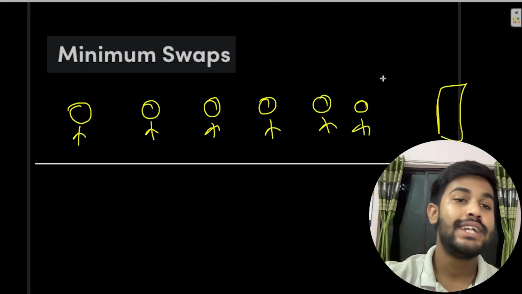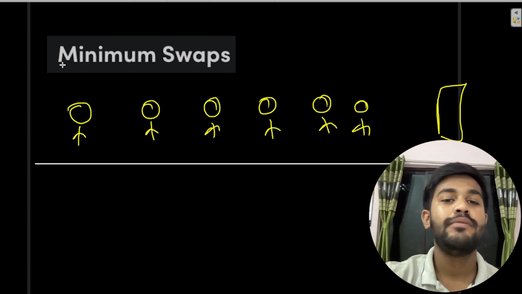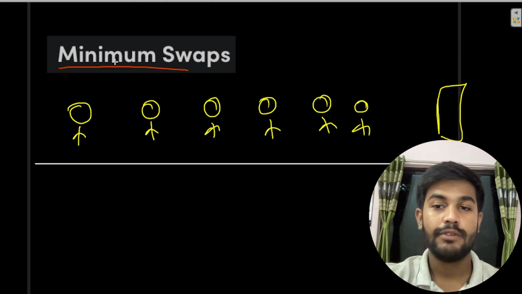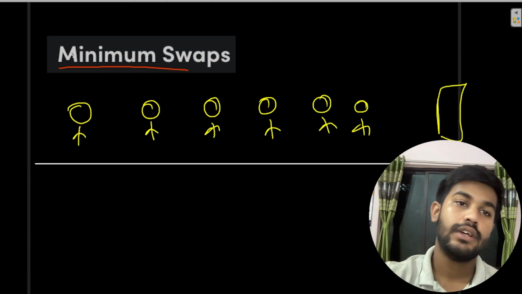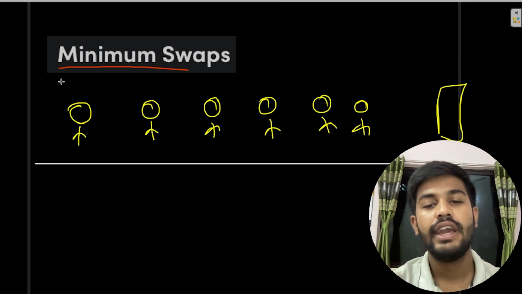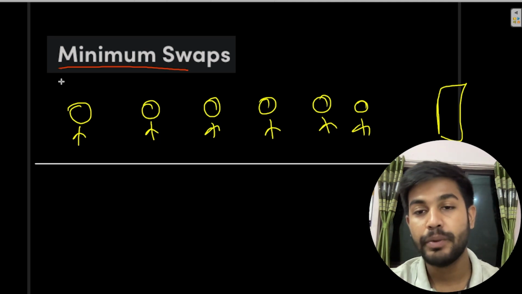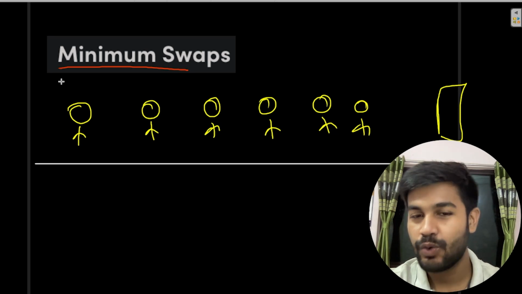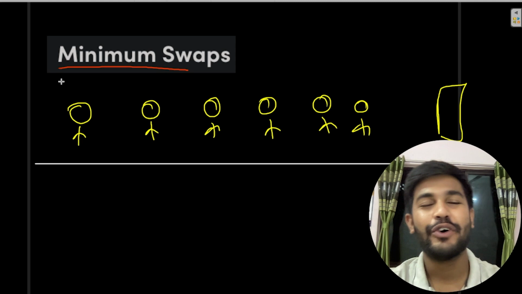Today, we would be discussing the problem named minimum swap. As the problem statement is very long, I considered explaining the problem through a diagram, which would be more intuitive than the problem statement. So it is given that there are sheep. Here I've represented them as humans because drawing sheep would make it worse. Okay, let's move forward with this.